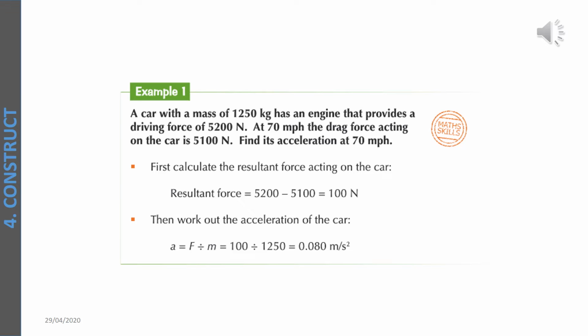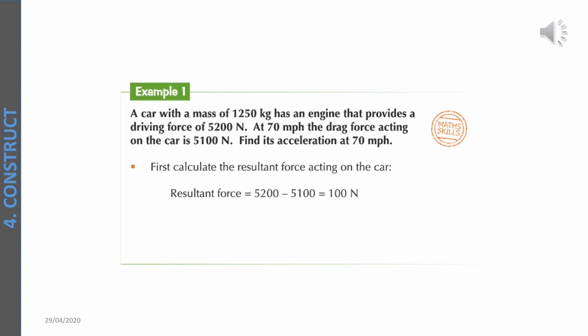So let's have a look what we have got. We've got a mass. Okay, that mass is 1,250 kilograms. And we also have a couple of forces. We have a driving force, that's the force pushing it forward. And then you've got a drag force, which is resisting it, which is 5,100 newtons acting in the opposite direction. So what's the first thing you need to do? First thing you need to do is calculate the resultant force on the car. So how will you do that? So easy, the resultant force is 5,200 minus 5,100, which gives you an answer of 100 newtons.